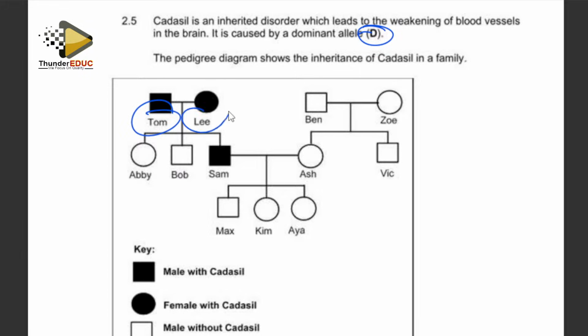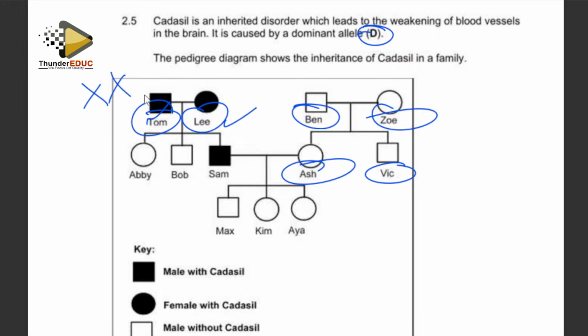However much I see Lee, Tom, I see Ben, I see Zoe, I see Vicky, I see Ashi, Sam, I know that this Tom is a male, Lee is a female. I can't use X and X. I can't use X and Y, because they didn't say that this is sex-linked. Please don't say that it is sex-linked when they have not said it. Don't use X and Y if they have not said that it's sex-linked. All right, let's continue.